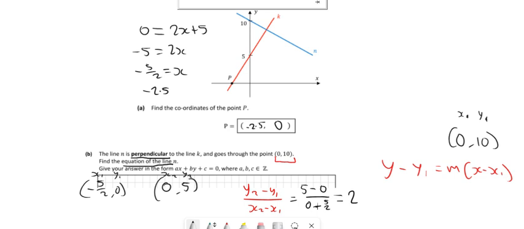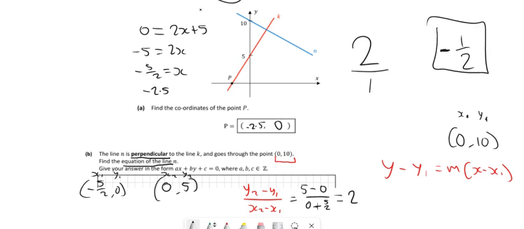Now I've used my formula to work out the slope of the red line there, but it's the blue one that I want, the line N. Therefore the slope of the blue line would be, if I take that 2 and flip it upside down, so it is 2 over 1, if I flip it upside down it becomes 1 over 2, and change the sign, so minus a half.